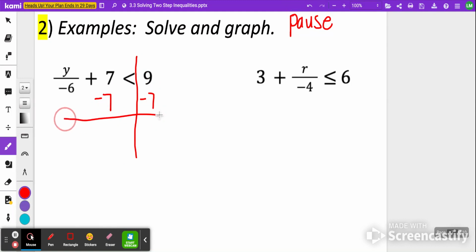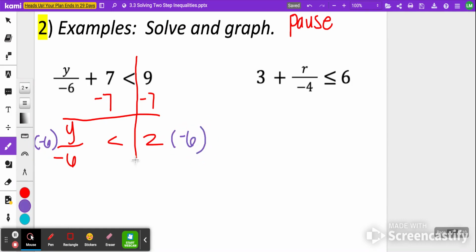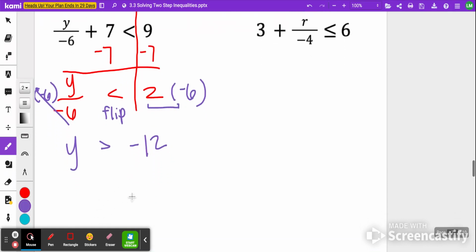I'm going to subtract 7 from both sides, so that way I have y over negative 6 is less than 2. To solve my next step, I'm going to have to multiply by negative 6 on both sides. As I do that, those negative 6s cancel out, so all that's left is y. I will need to flip my inequality symbol to be greater than, and then 2 times negative 6 is negative 12. So my answer should be y is greater than negative 12. I've got negative 12 here, 0 could be to the right, negative 24 to the left. That's an open circle pointing right.